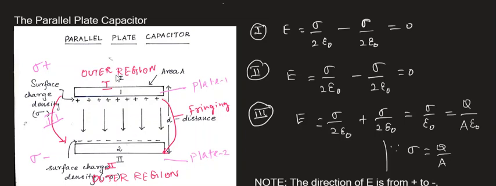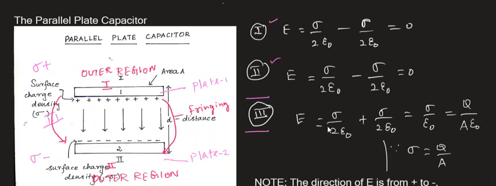Here, outside the region, that is the outer region 1, is the region above plate 1. Similarly, outer region 2 is the region below plate 2. So in this region, the electric field is equal to the surface charge density divided by 2 epsilon 0 minus the surface charge density divided by 2 epsilon 0. It means there is no electric field in the outer region, as well as in the lower region also. But within the parallel plates, there is an electric field.